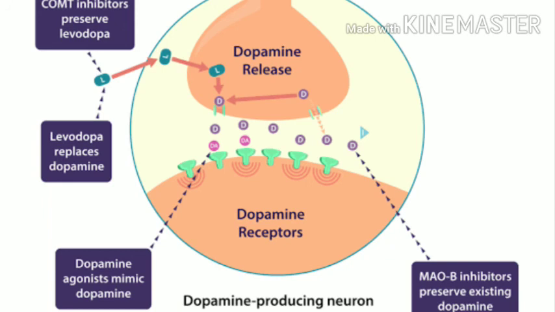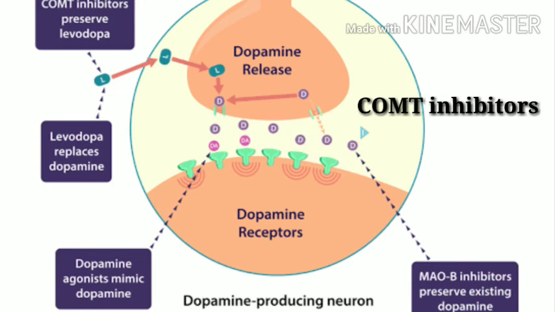MAOB plays an important role in the breakdown of neurotransmitters like dopamine. MAO inhibitors block the action of these enzymes. Adding an MAOB inhibitor slows down the breakdown of levodopa and dopamine in the brain and may boost the effect of levodopa. Another drug is COMT inhibitors.